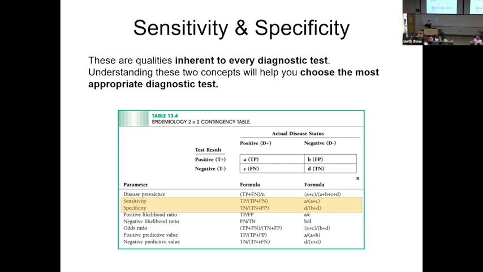Sensitivity and specificity. These are qualities inherent to every diagnostic test. Diagnostic tests include things like histopathology, bacterial culture, PCR, fecal flow. All those are diagnostics. A TPR is technically a diagnostic. So every test you run has these two qualities inherent to the test itself. You need to understand the difference between these two things because that's going to help you choose which test is the most appropriate for your situation.